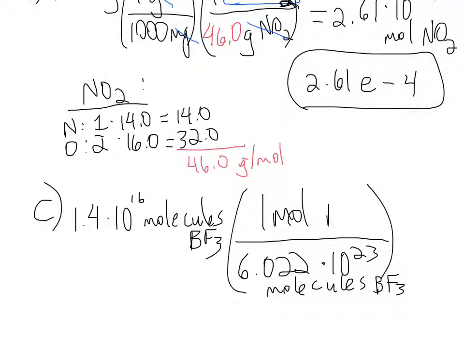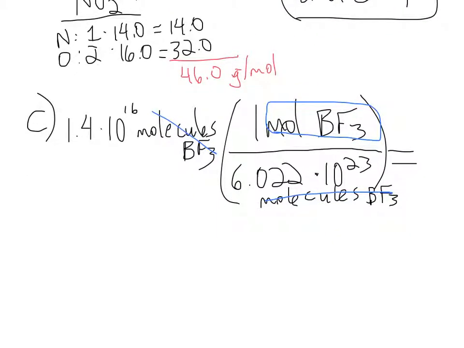So in this question, you don't even need to have the molar mass. You don't need to look up on the periodic table the atomic weights of B and F. If you follow the units, molecules crosses out, and you'll be left with moles of BF3, which is what they want. And so on my calculator, I'm taking 1.4 times 10 to the 16th, and I'm dividing that by Avogadro's number.